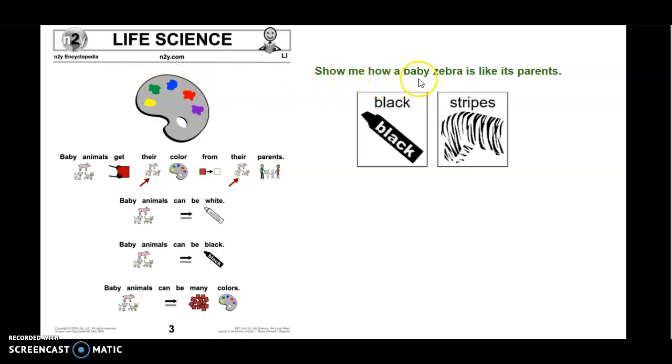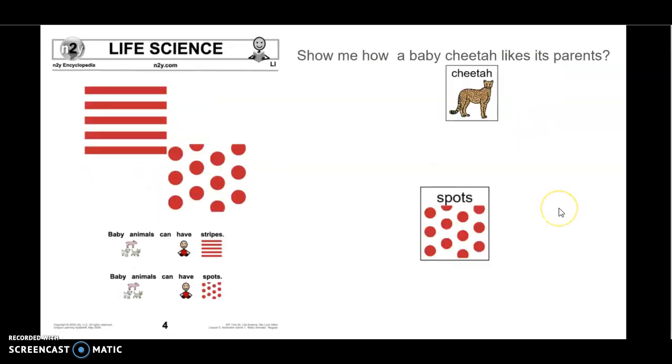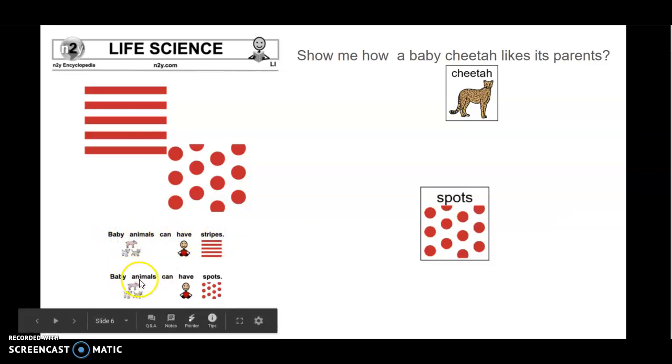Show me how a baby zebra is like its parents. Yes, black stripes. Baby zebras have black stripes like their parents. Baby animals can have stripes. Baby animals can have spots.